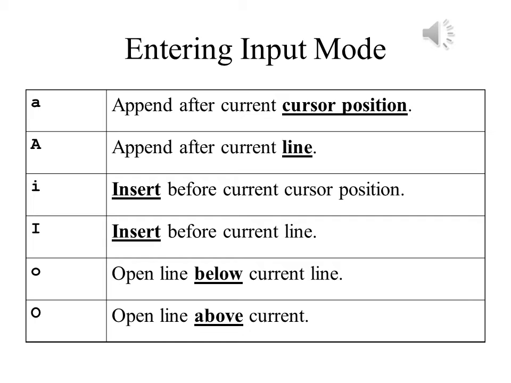Now the question is, why do we need all of these? And it really depends on where you are, what you're working on. The differences between I and A are particularly important at the beginning or end of a line. A at the end of the line will allow you to continue that line. I at the beginning of a line will allow you to insert things before whatever began the line.